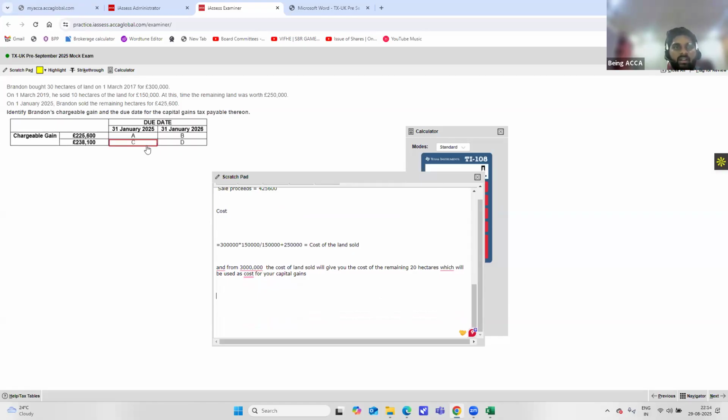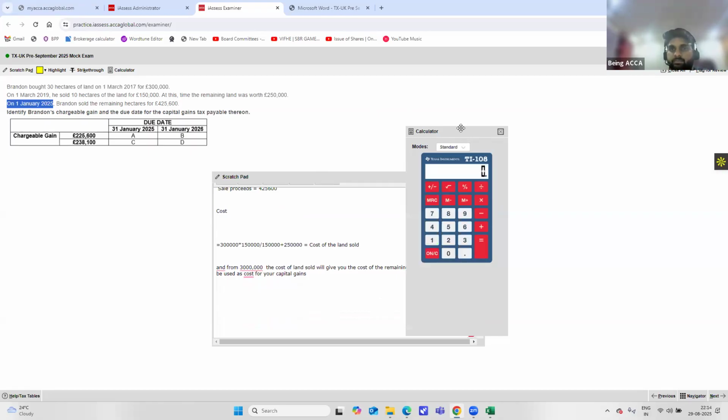And what will be the due date for the capital gains? Because the asset is sold on 1st January 2025, it will be a part of which tax year? 31st Jan 2026. Okay, anyone else? I can only see Avantika answering. What about the rest?